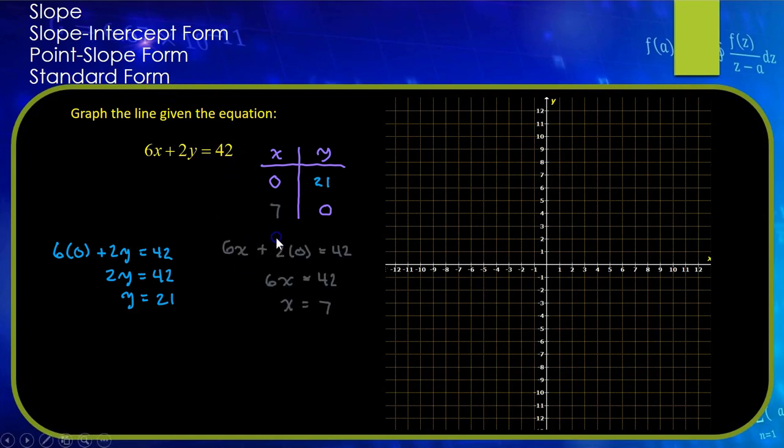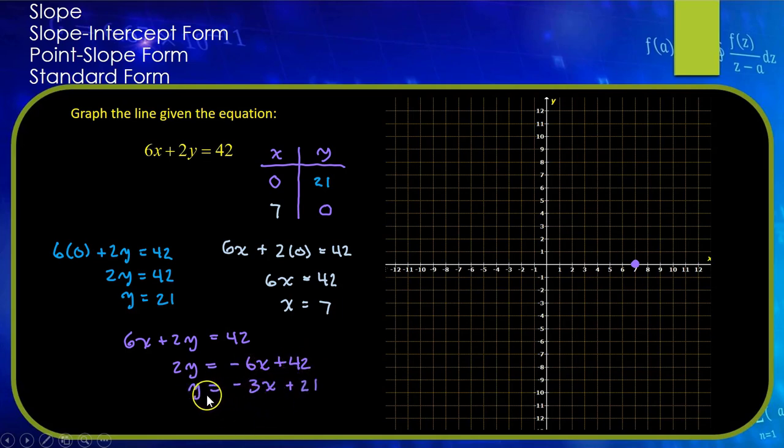If I do the same thing and let y be 0, I do get x equaling 7. So 7, 0 I could definitely plot. But right now I only have 1 point. So another thing that tends to be done at times is that I can convert this into slope-intercept form, just by solving this for y. So if I start with this equation here again, subtracting 6x from both sides, and then dividing both sides by 2, recognizing that since there are 2 terms on this side, both would be divided by 2, I would get y equals negative 3x plus 21.